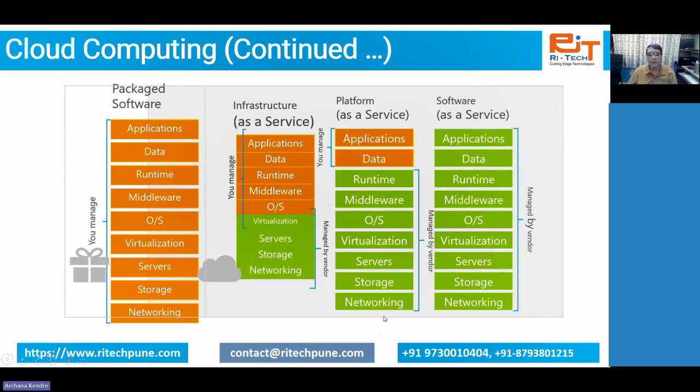Now, if you use the cloud as PaaS, or platform as a service, then you don't need to worry about the operating system, middleware, and runtime. That is the headache of the cloud provider. The cloud provider will manage the networking, storage, servers, virtualization, operating system, middleware, and runtime, this green stack here. And as an application development company, you just need to worry about the application and the data.